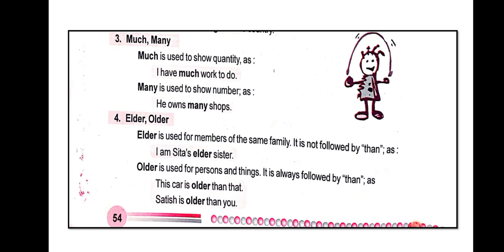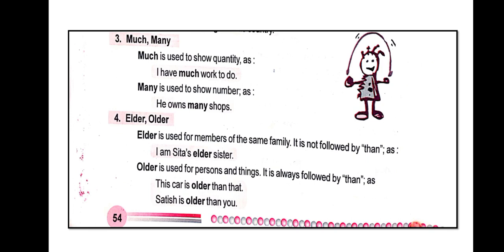Number 3, much, many. Much is used to show quantity. For an example, I have much work to do. And many is used to show number. For an example, he owns many shops. So much we are using to show quantity and many we are using to show number.